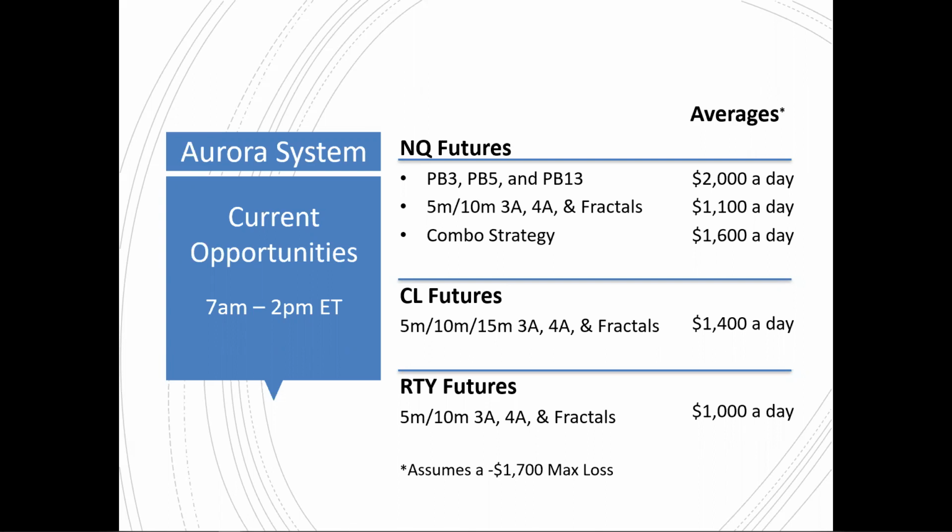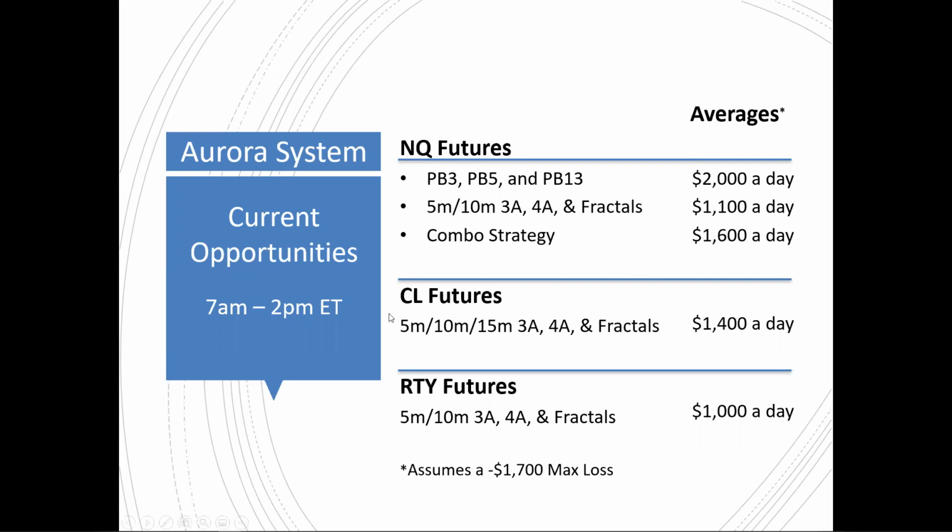So the combo strategy is taking our PB3s, PB5s, PB13s, and then our 3 A's and 4 A's. So the A strategies and the PB strategies together and trading them. It sounds like a lot. I know that it sounds like a lot, but it's not, because again, we're not going to be trading 4 trades at once. It's actually, as Kristen has told me, has a very nice flow to it. So we're excited to have this training that is upcoming. As soon as we have picked a day for the training, we will let you know. And we'll be teaching you all about the combo strategy.